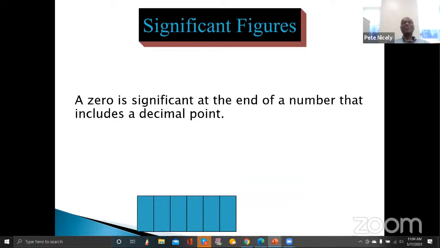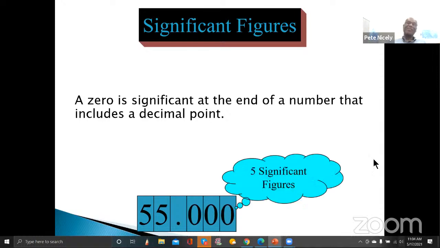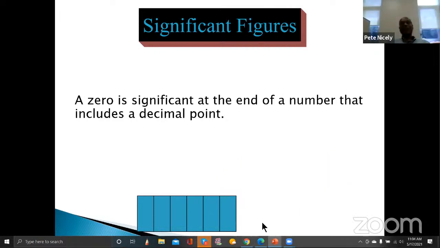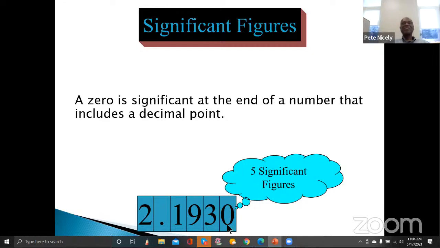Now the next rule has to do with zeros at the end of a number where there's a decimal point in that measured value. If you look at this particular example, you'll notice that there are 3 zeros at the end of this number, and there's a decimal point here. That decimal point makes these zeros significant. So the total number of significant digits here would be 5, all right? Here's another example. In this case, we have a 0 at the end, and we have a decimal point. Again, this decimal point makes that 0 significant. So the total number of significant digits here would be 5.